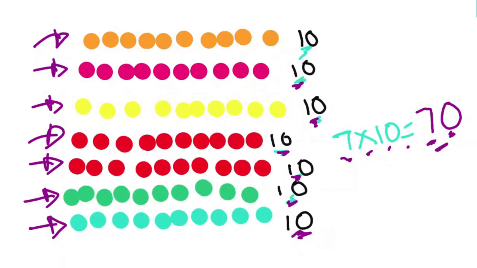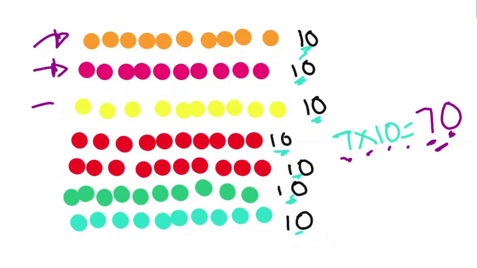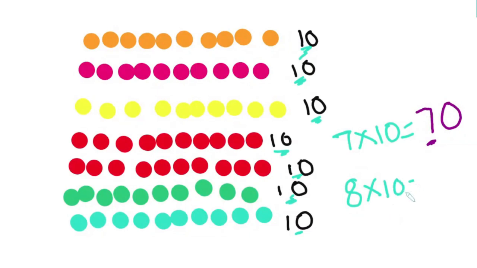Now, I've got a little question for you because I like to ask questions, okay? I'd like to see if you know how to work this one out by yourself. So if we know that 7 groups of 10 equals 70, how would you work out what 8 groups of 10 is? What's 8 groups of 10?